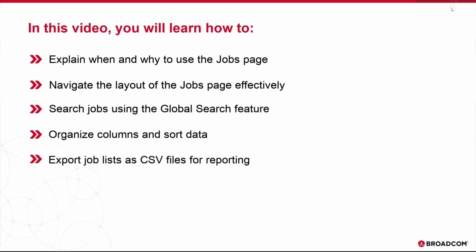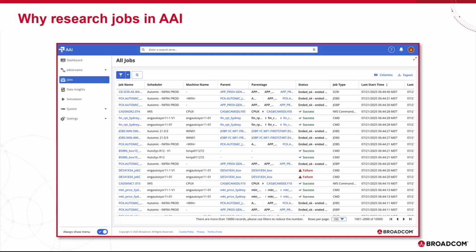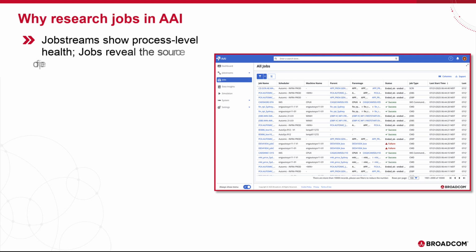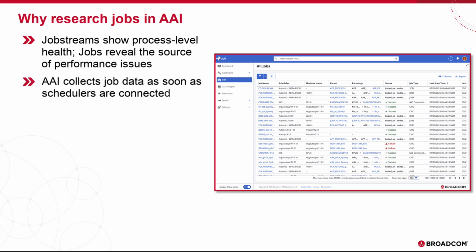Before we explore how you can do all this, let's first understand why you need to research jobs in AAI. As an AAI operator or job stream administrator, you'll often need to go a level deeper, especially when a job stream fails or starts trending beyond defined SLAs. While job streams show process-level health, it is at the job level where you will uncover the source of performance issues. AAI begins gathering job data, which includes job definitions and dynamic execution events, as soon as a scheduler is defined and a connection to AAI is established.